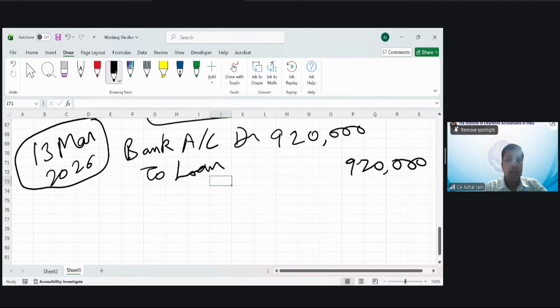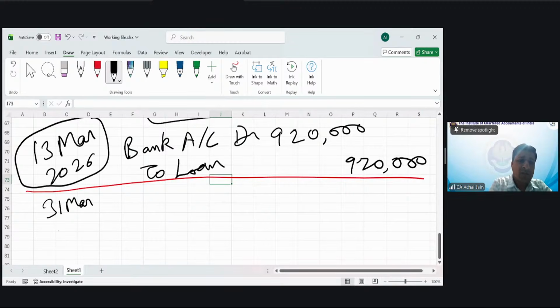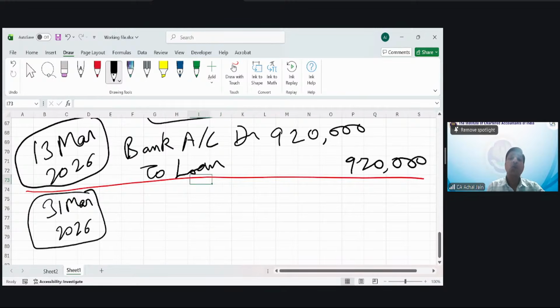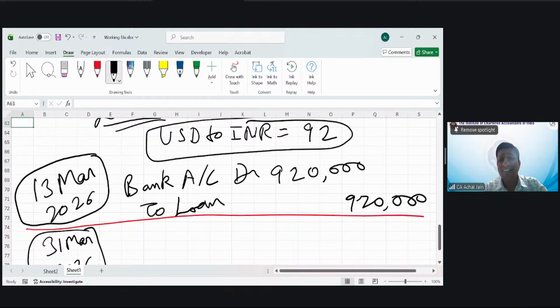Now, at the year end, means 31st March 2026, what do you do? If the loan is not yet paid, if the loan amount is outstanding, this amount will have to be restated. Let's suppose on 31st March, the rate of conversion has increased to 93. So what will you do? You will have to restate the loan to 93.